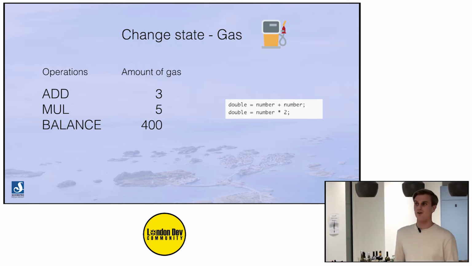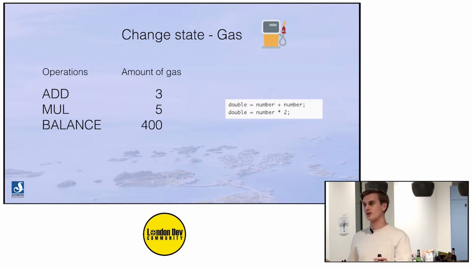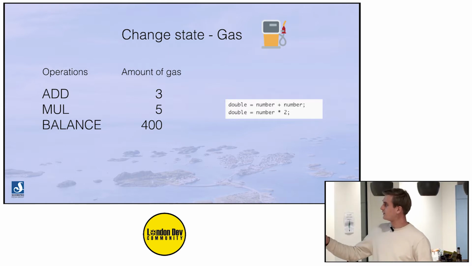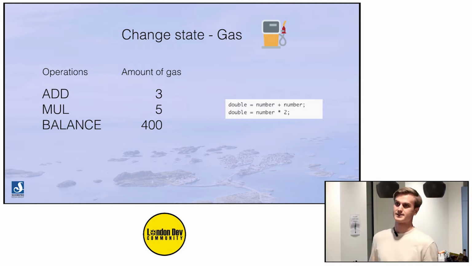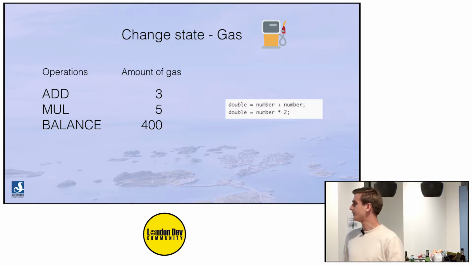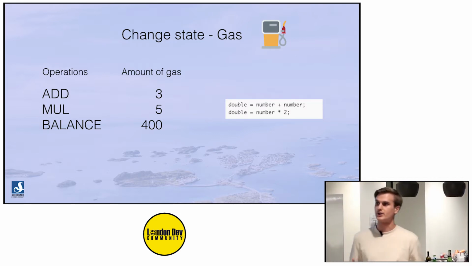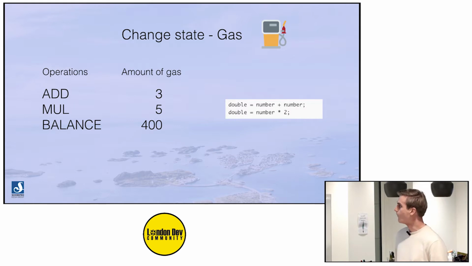And you bid on, you say how much you're willing to pay per gas. So this is a market mechanism. So there's a given amount of gas. So say one contract takes 10 gas to execute. Then you will have to bid on how much you're willing to pay per gas. And if that's enough for the miners to actually do the execution of that contract, they will do it, and they will get paid with the gas.